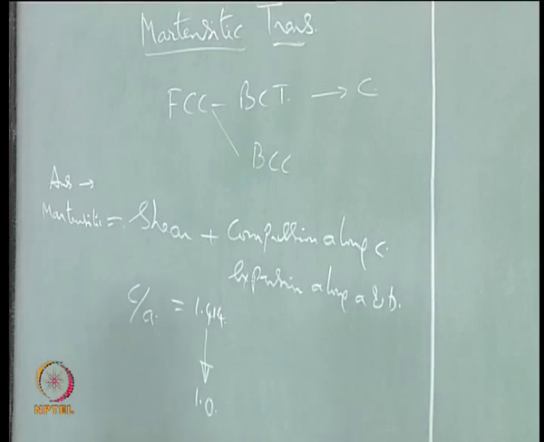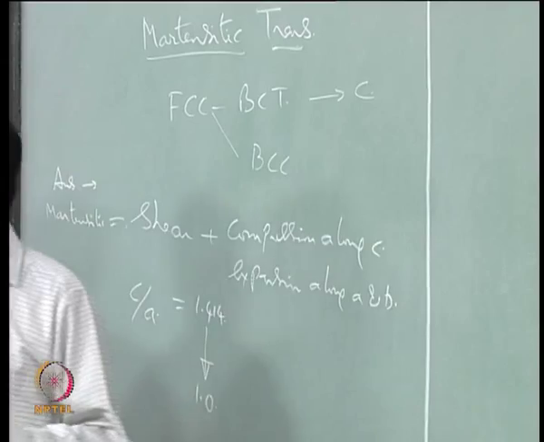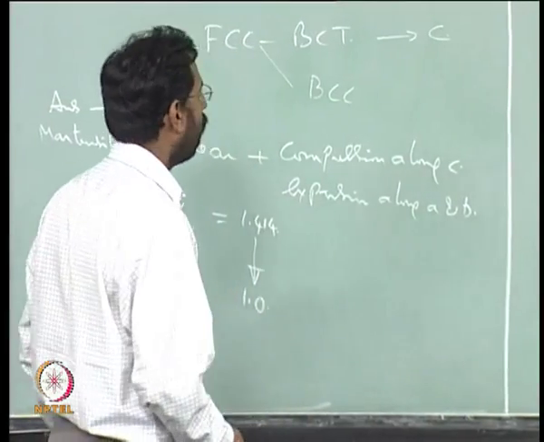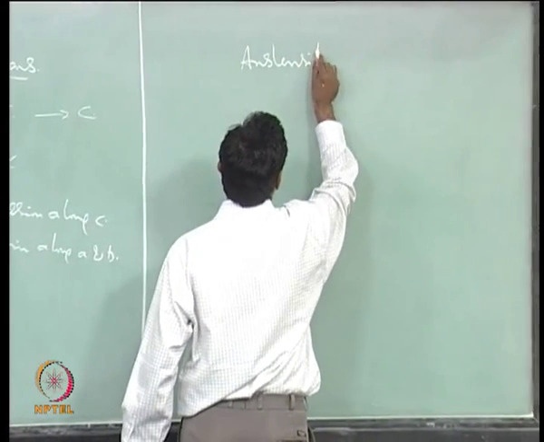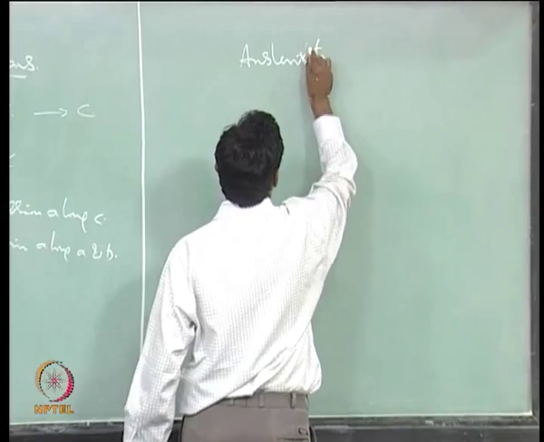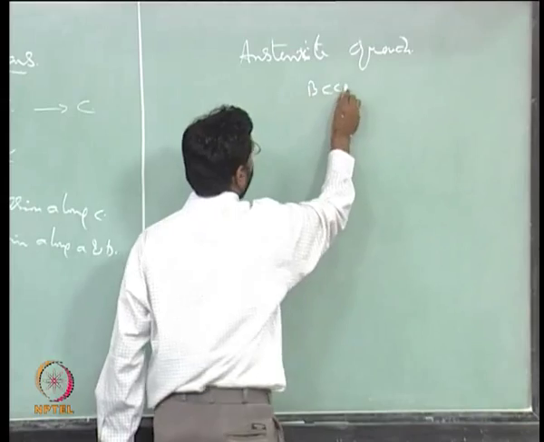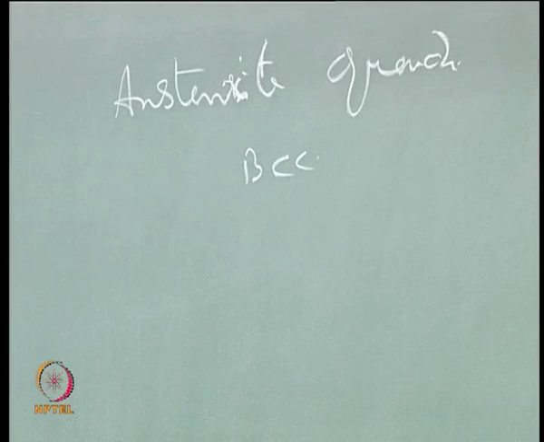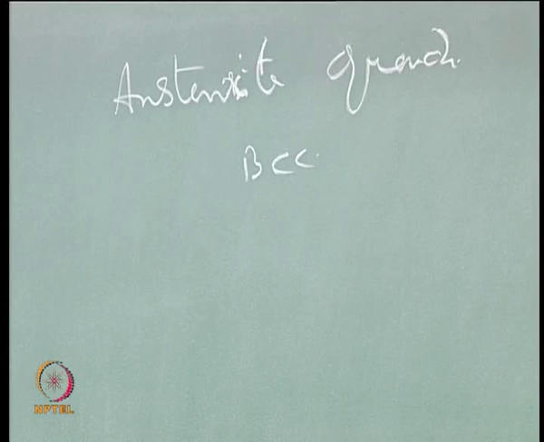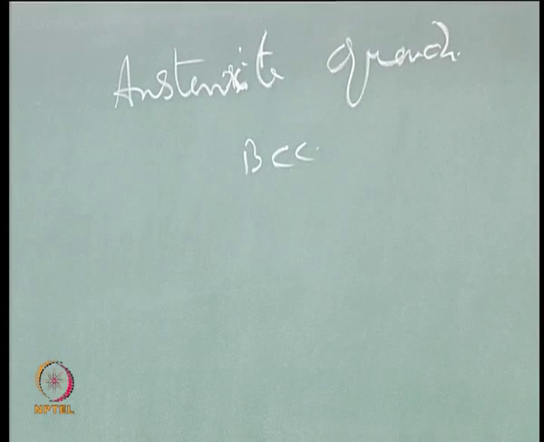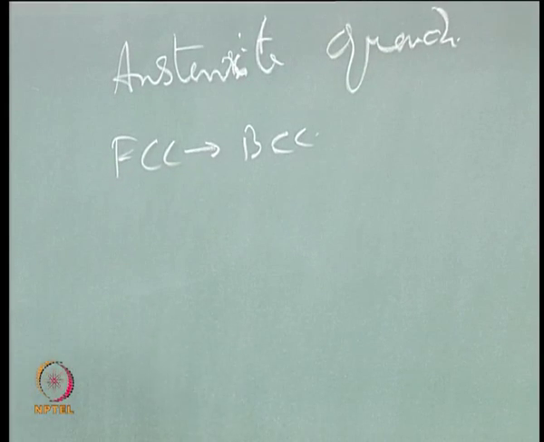Let us now look at the thermodynamic aspects. Where is the driving force coming from? We have already seen that at room temperature, if I take an austenite and then quench it, the stable structure is BCC, am I right? At room temperature the stable structure is BCC. So, austenite wants to transform to this BCC structure, that means the FCC structure wants to transform to this BCC structure, that is the whole process.